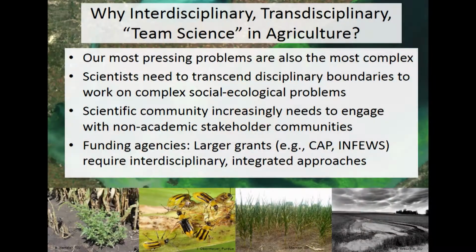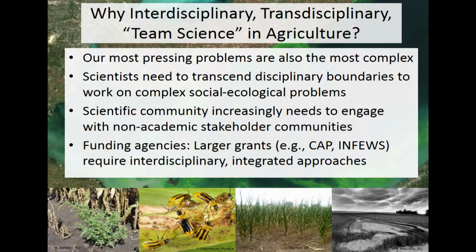Okay, so why interdisciplinary, transdisciplinary, or what we're increasingly calling team science in agriculture? Well, we've heard a lot about it today. Our most pressing problems are also usually the most complex, and so scientists need to transcend those disciplinary boundaries to work on those complex social ecological problems. In terms of transdisciplinary research, the scientific community increasingly needs to engage with non-academic stakeholders in order to make our research count, to get our research into the hands of the people that are making policies and doing the work on the ground.